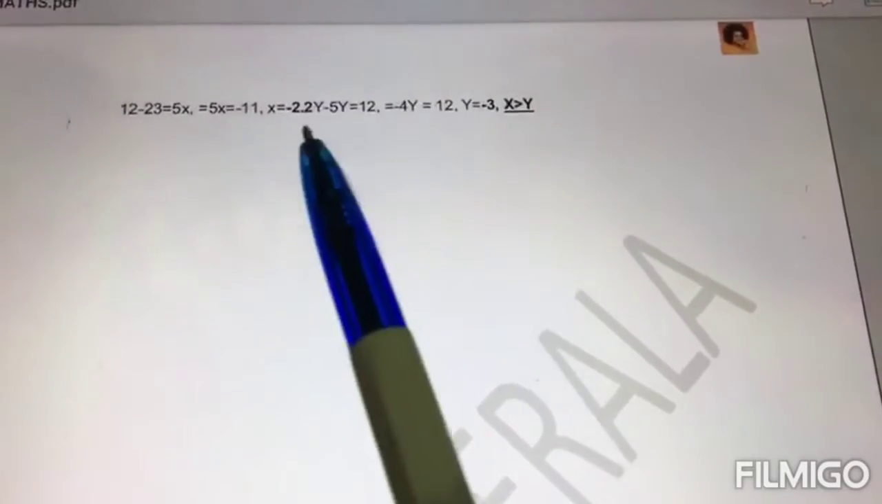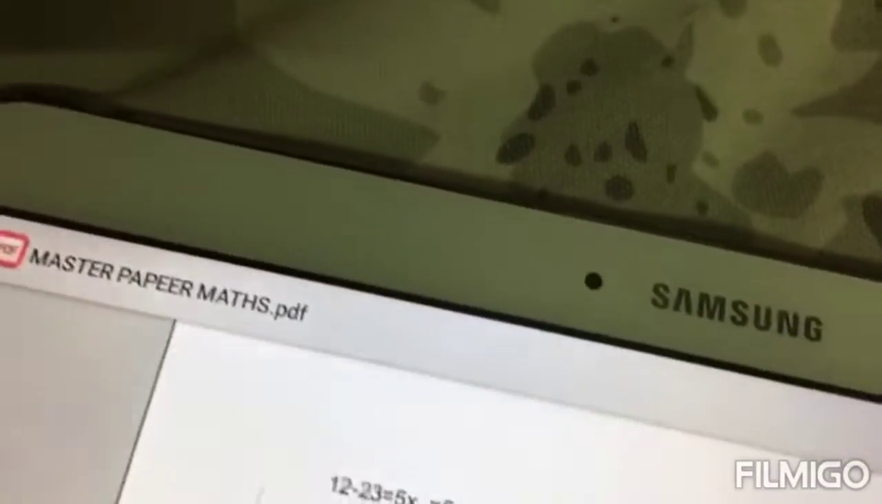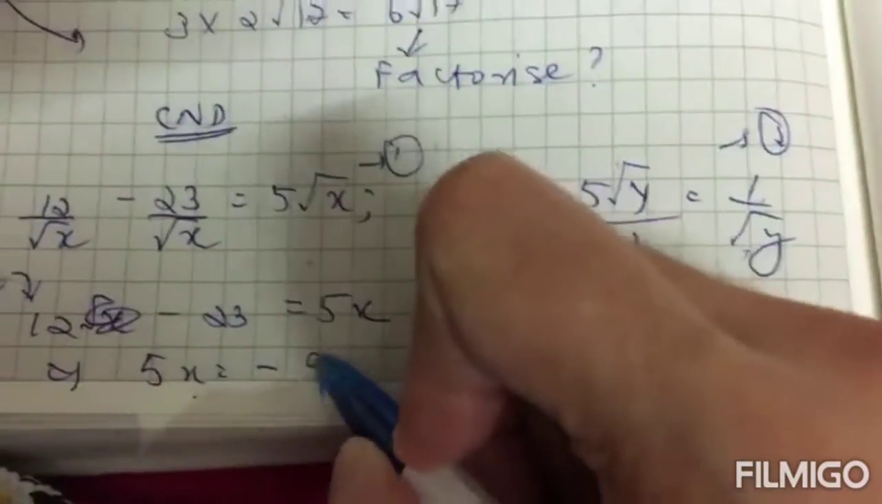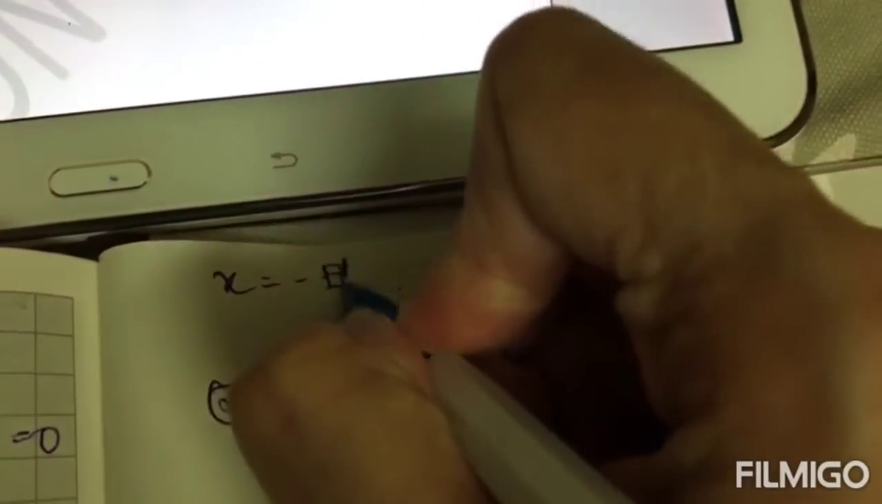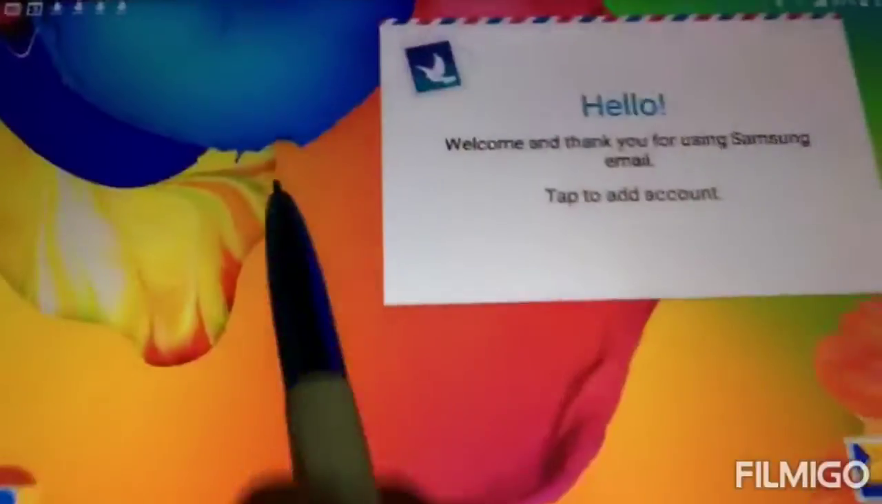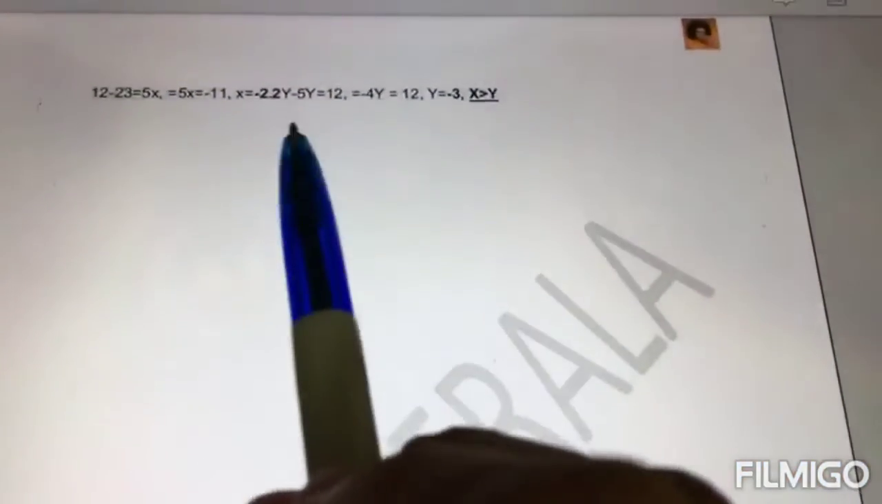Yes, y is equal to minus 3, x is equal to minus 2.2. Is that correct? 9 by 5? No, x is equal to minus, yes, it's correct. Sorry, it's not minus 9, it's minus 11. So it's minus 11 by 5, which is equal to minus 2.2. Correct. So sorry, it was my mistake. Minus 2.2. Okay. So that brings us to the end of the quadratic equation.